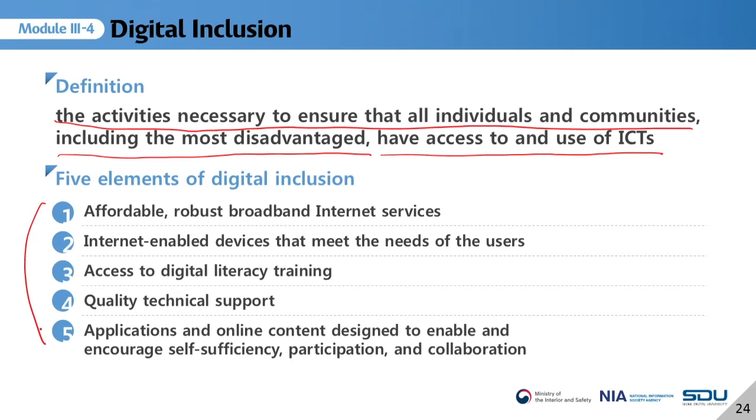First one, affordable, robust broadband internet service. And second, internet-enabled devices that meet the needs of the users, for example, smartphones or tablet PCs. Devices are also important elements. And third element is access to digital literacy training. Some people need training because they don't have the capacity or capability to use devices.